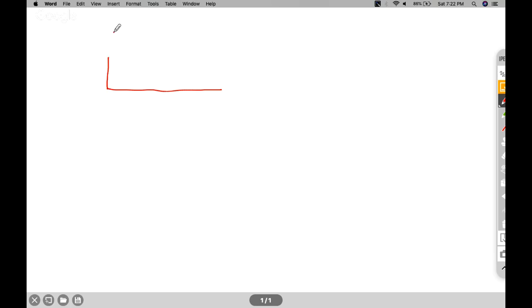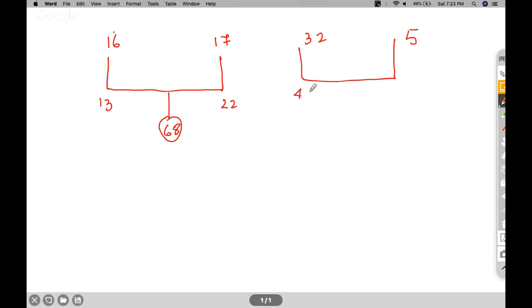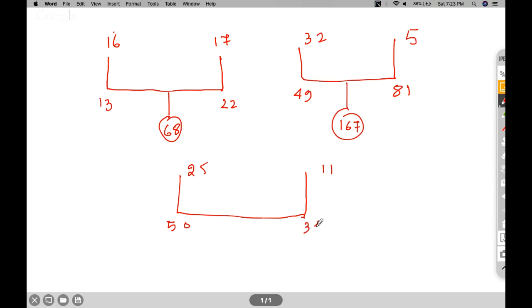Look at here. This is 16. This is 17, 13, 22. This is 68. Second one is 32, 5, 49, 81, and this is 167. So looking at these two patterns, you have to find out this value, which is 25, 11, 50, 34, and you have to find out what I should fill in here. Give me the answer.